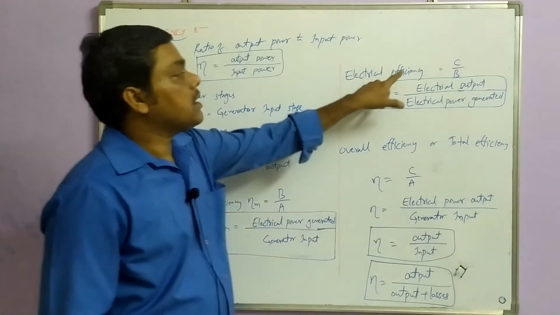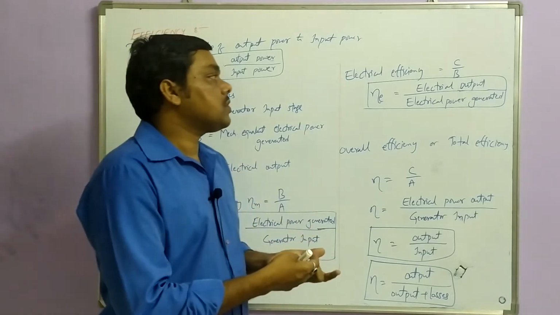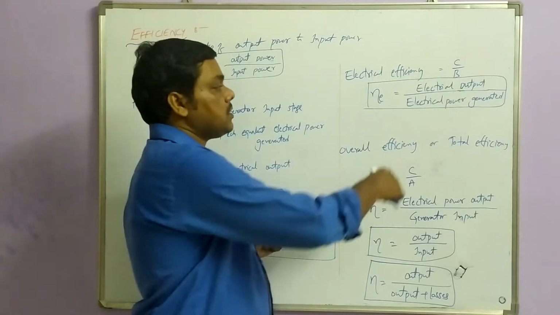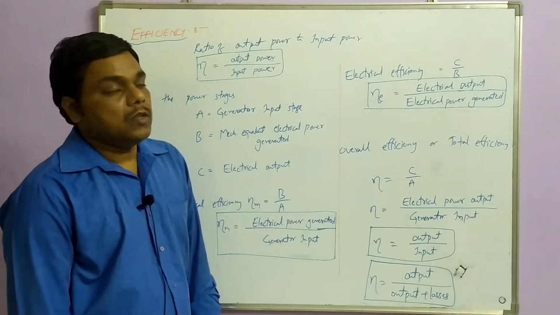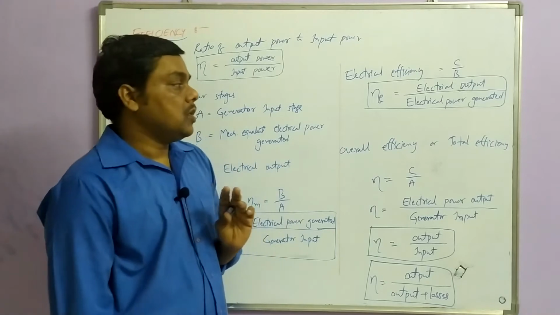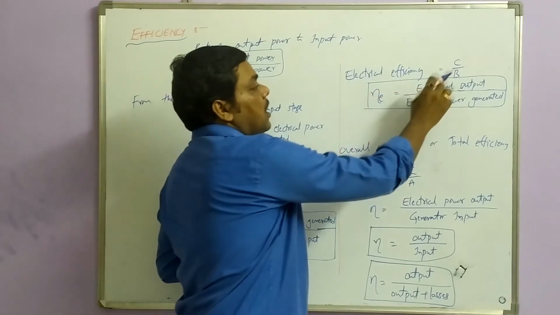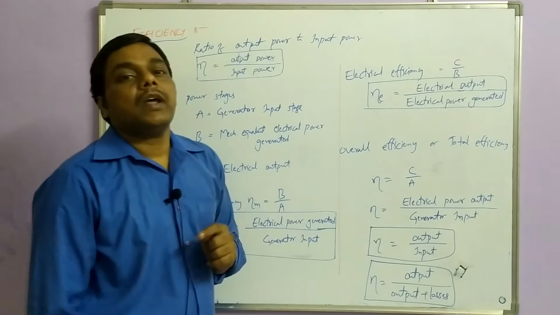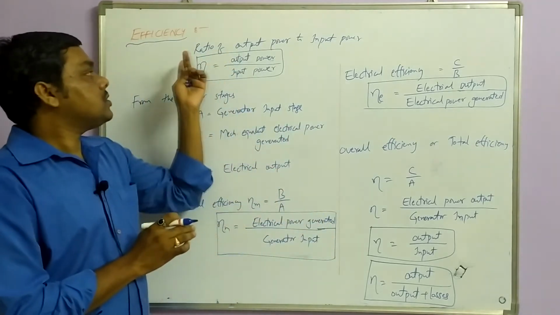And the second one is electrical efficiency. Now after the first and second stage, from the second stage we go to the third stage. So what is the third stage? It is nothing but the output. Electrical output by the second stage, which is the mechanical equivalent electrical power generated in the armature. After the second stage, we again deduct the copper losses, and we get the electrical output. Now the formula is eta subscript E, which stands for electrical efficiency, is equal to electrical output by electrical power generated. Now this is the efficiency for electrical.